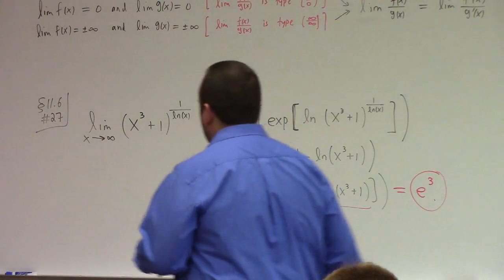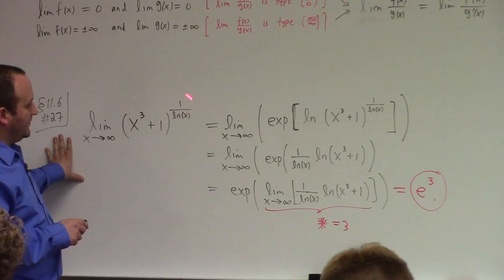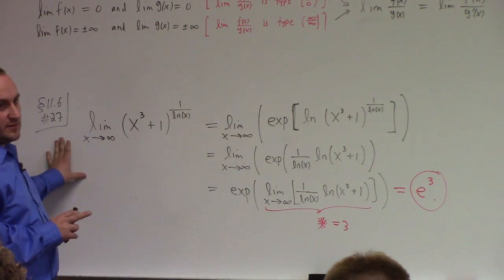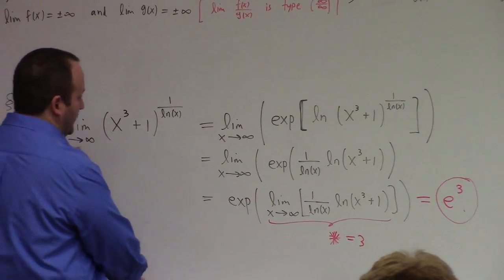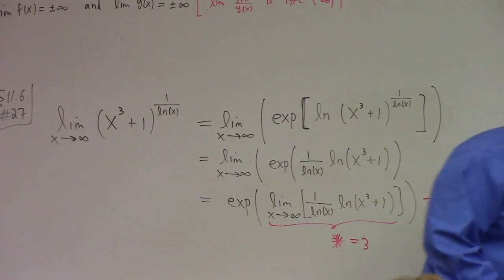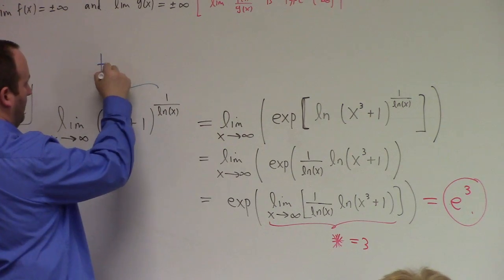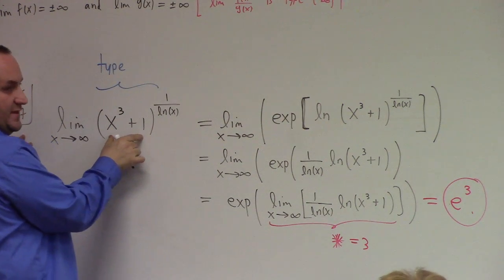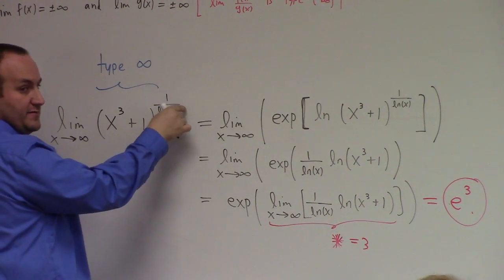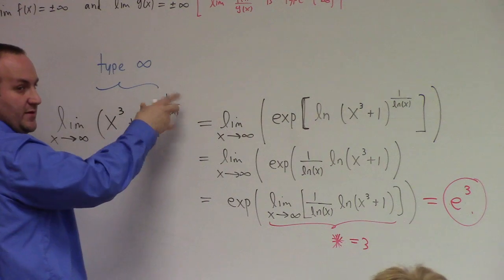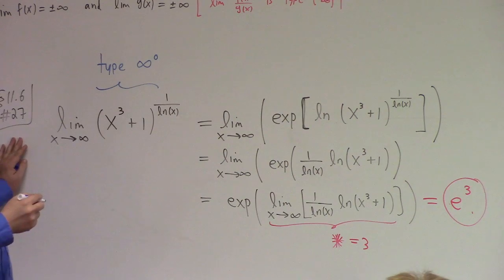So if we look at the limit as x goes to infinity of x cubed plus 1 to the 1 over natural log of x, this is a new thing. It's not infinity minus infinity, it's not 0 times infinity, it's just something different, right? This is type what? This goes to infinity. This thing is like 1 over infinity. This fraction is going to 0. So this is type infinity to the 0, which is one of our indeterminate powers.